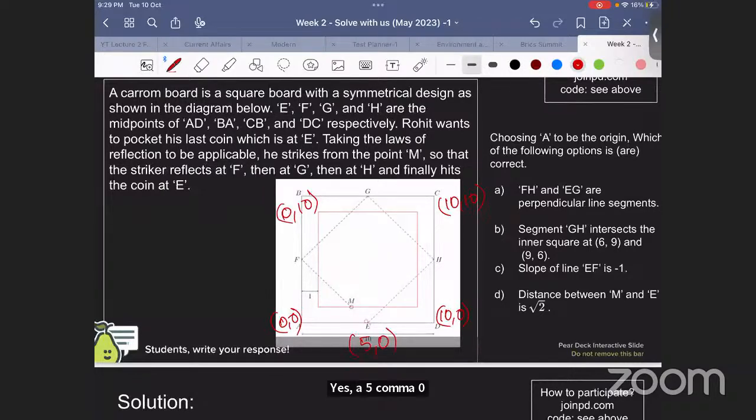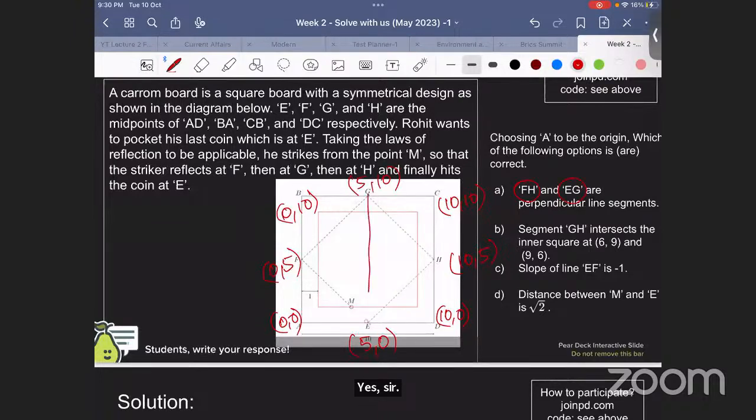5, 0, because it is on the x-coordinate. Yeah, correct. This is 10, 5, right? What is G? 5, 10. Yes, sir. F is 0, 5. Okay. Now what do you have to find? First equation, FH and EG.